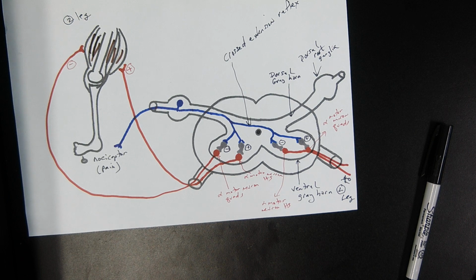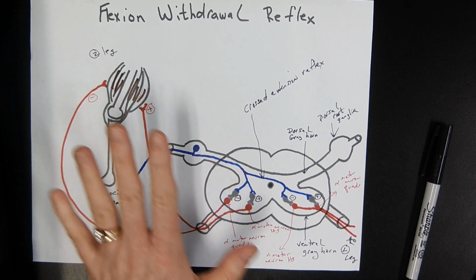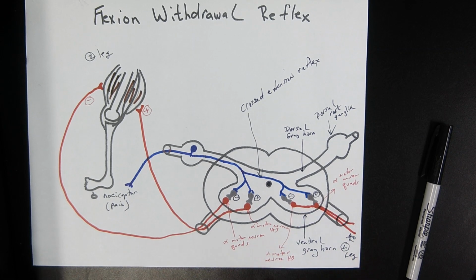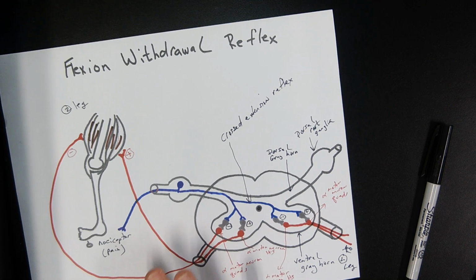Okay, you want to stay flexed on one side, that's your flexion withdrawal, but the opposite lower extremity you want to extend so you can stay stable and upright. Does that make sense, everybody? Okay, moving on. This was the end of the spinal cord overview.